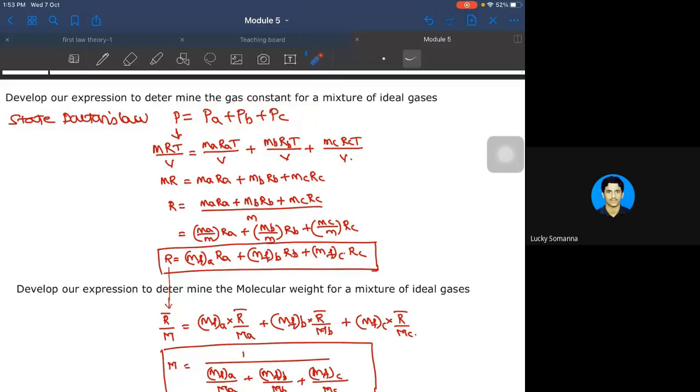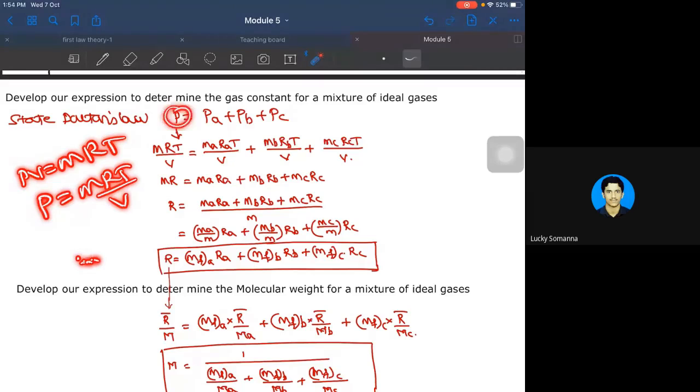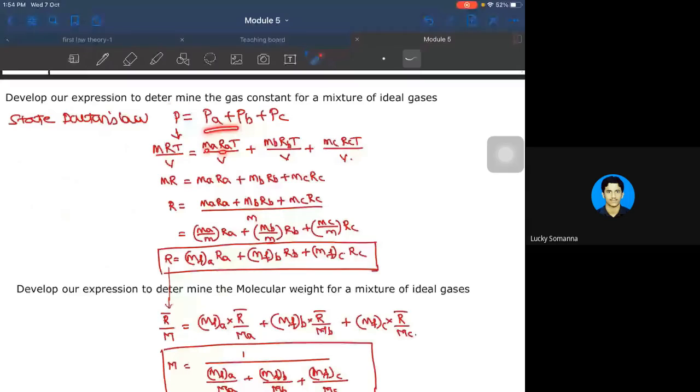Now, see, PV is equals to MRT, right? From this, what is the value of P? It is MRT divided by V, is it? The same thing I have written here. So P I am writing as MRT divided by V, PA as MA into RA T by V, PB as MB into RB T by V, and PC as MC into RC into T by V.